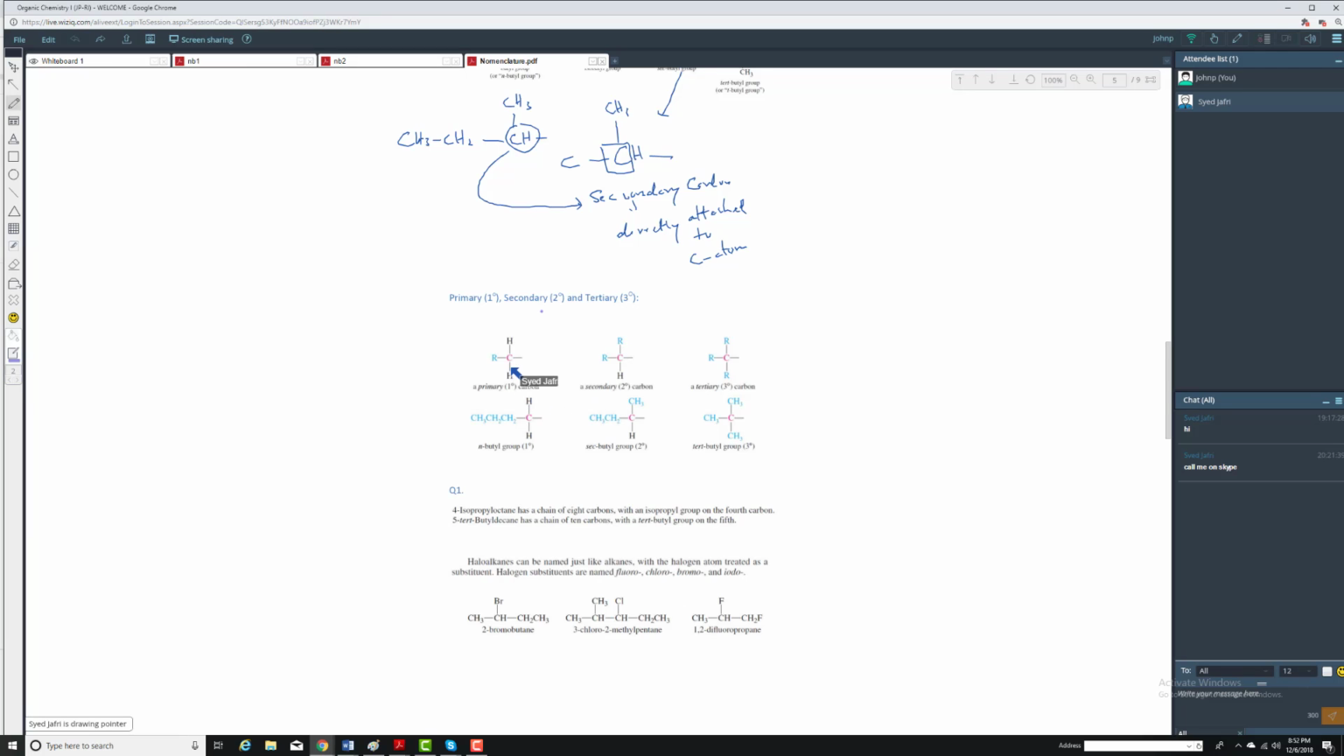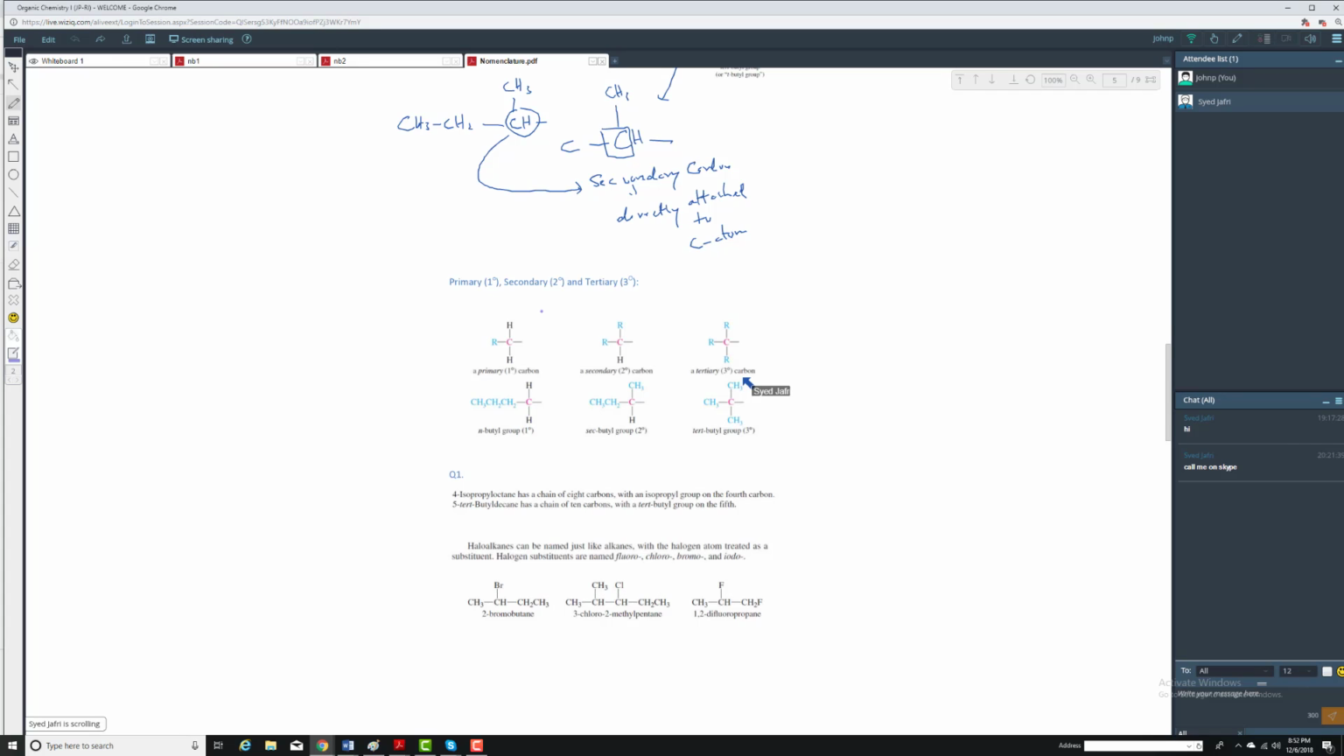Secondary. Yes. In primary, this carbon has two free hydrogens. The valency is here. In secondary, we have one hydrogen. In tertiary, how many carbon atoms are directly attached? Three, and 0 hydrogen.